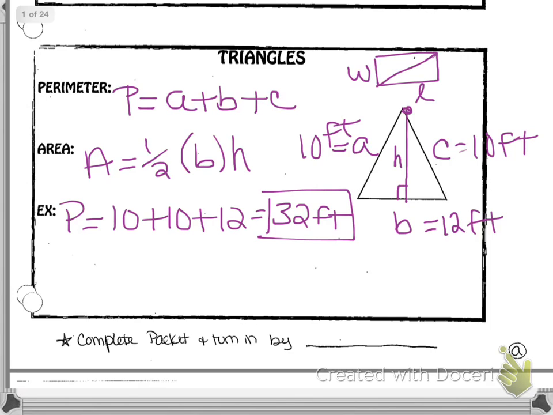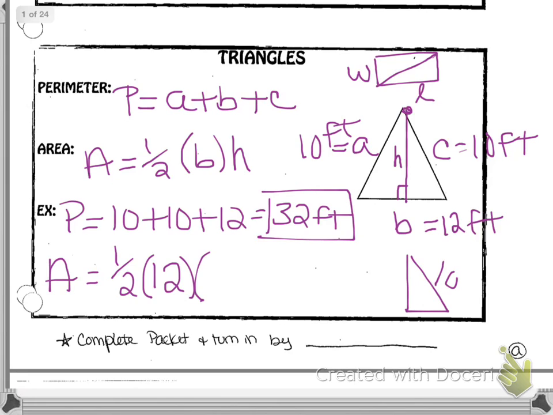For our area, we're going to have 1/2 times the length of the base, which is 12, times the height of the triangle. It gets tricky here because we actually have to calculate the height. We weren't given a height. Well, we do know that we have a right triangle, so we can use that right triangle to help us. We know that the hypotenuse of that triangle is 10. And if this is an isosceles triangle here, and we have the altitude coming down, the base is getting split in half. So that piece would be 6. And I need to find h for my height.